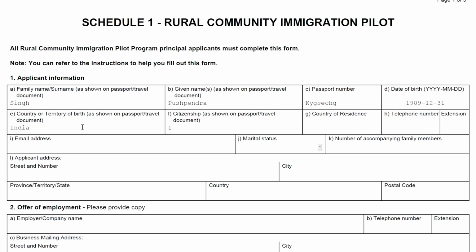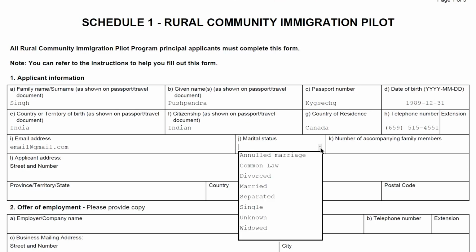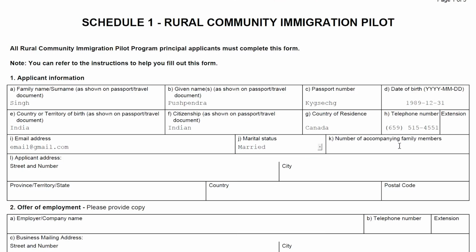and your citizenship, country of residence. So I am in Canada now, so I will write Canada. If you are in India or any other country, you have to type that country name. And your mobile phone number. If you have an extension number, then you can write it or leave it blank. Your email address, marital status. So I am married, I will select married.